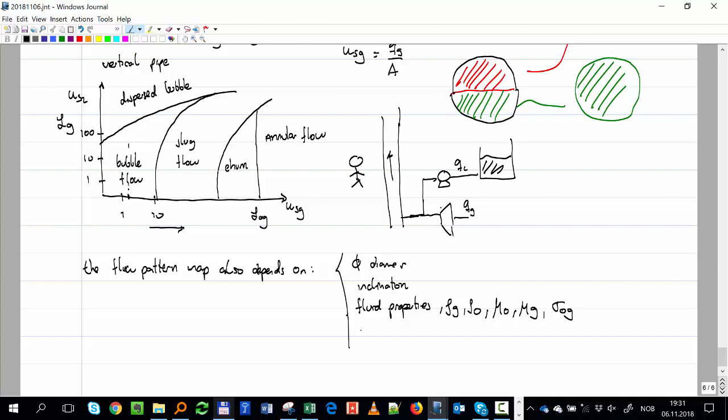Yeah, the roughness of the pipe also. Basically those parameters. So we have a big problem. It's fine to have the map, and I could calculate if I have a case, but the map really depends on all of these parameters, which is an issue.